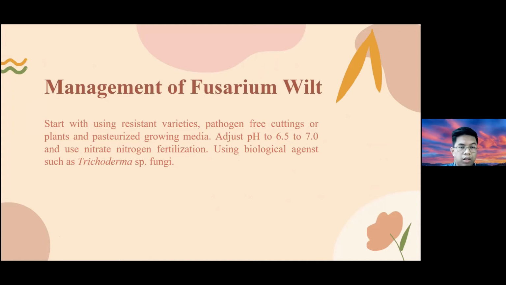Start with using resistant varieties, pathogen-free cuttings or plants, and pasteurized growing media. Adjust pH to 6.5 to 7.0 and use nitrate nitrogen fertilization, using biological agents such as Trichoderma species fungi. Next.